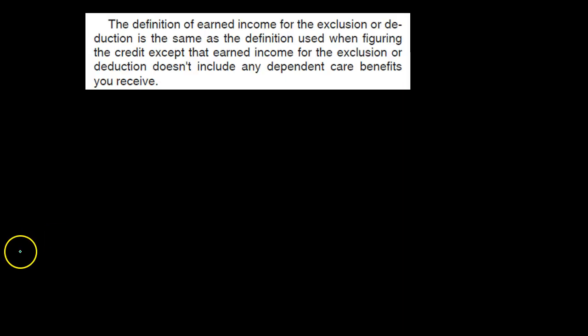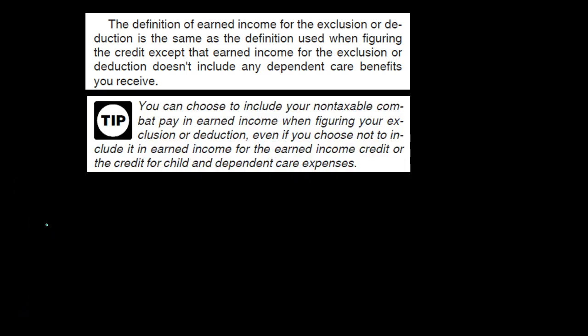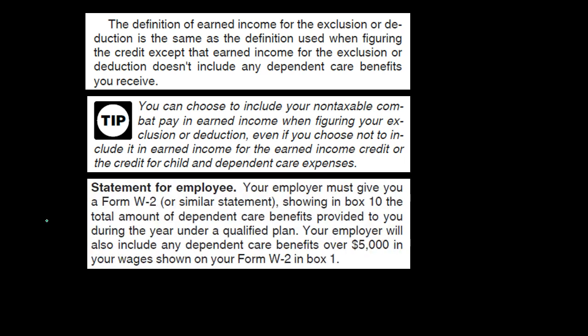And then there's the dollar limit. The definition of earned income for the exclusion or deduction is the same as the definition used when figuring the credit, except that earned income for the exclusion or deduction doesn't include any dependent care benefits you received. Tip: you can choose to include your nontaxable combat pay in earned income when figuring your exclusion or deduction, even if you choose not to include it in earned income for the earned income credit or credit for child and dependent care expenses. So once again, we've got that combat pay, a very flexible thing to have.